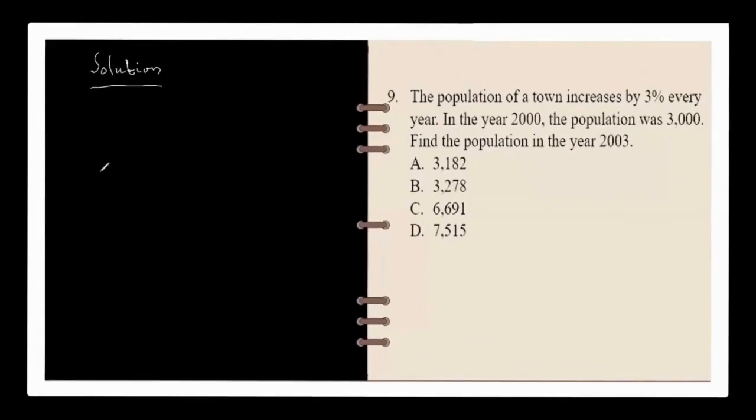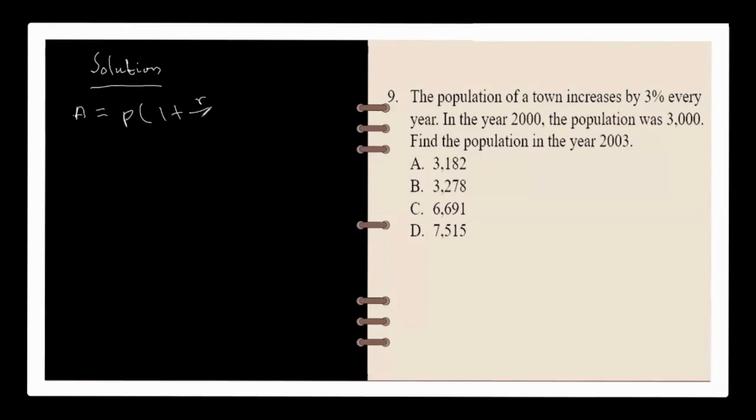Question number 9. The population of a town increases by 3% every year. In the year 2000, the population was 3,000. Find the population in the year 2003. That is 3 years after. Now we are going to use this formula for compound interest.